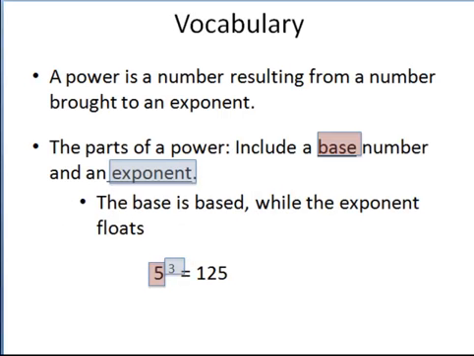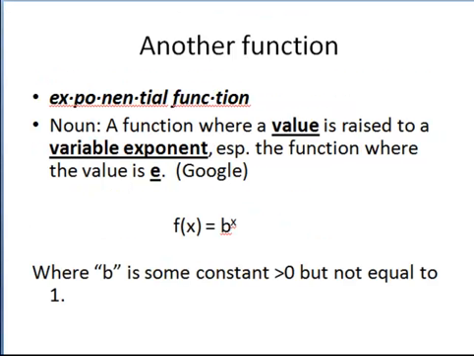Some of the key vocabulary that we need to look at is, first of all, what is a power? A power is just going to be some sort of base raised to an exponent. Remember, we have a base and then an exponent, and that's a power. When we write that into function form, we take on that f of x, stamping it that it's going to be a function. So for every x, there's only one y value. What we're saying here is that we're looking at a value raised to a variable exponent, especially a function where the value is e. This is from Google. So here we just have it in function form.